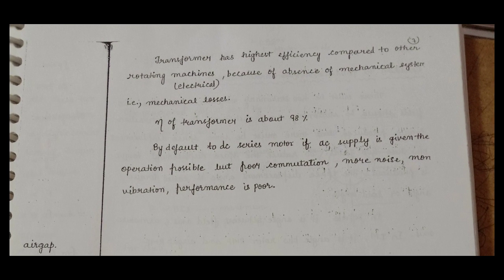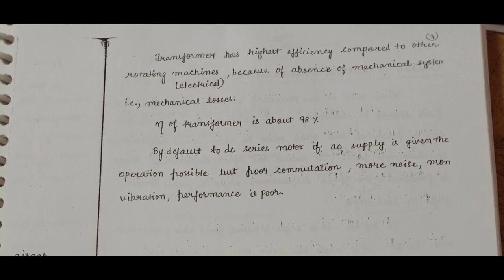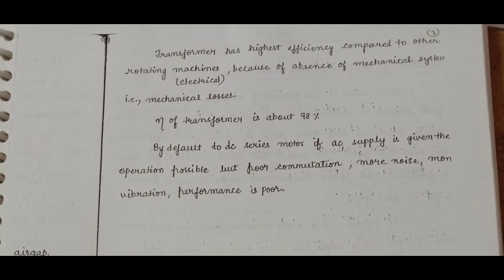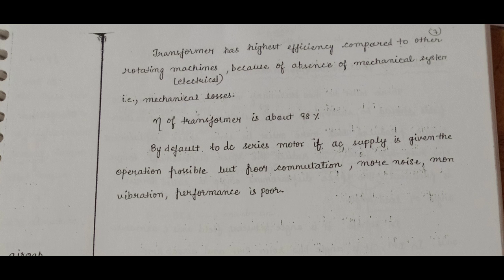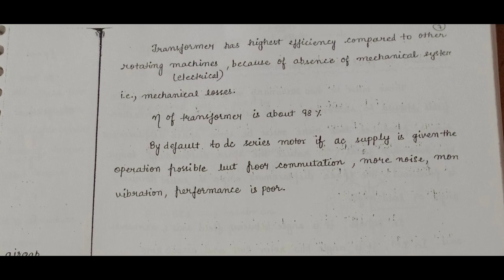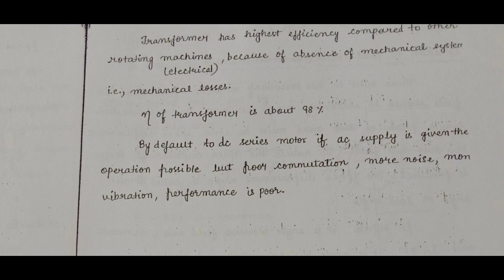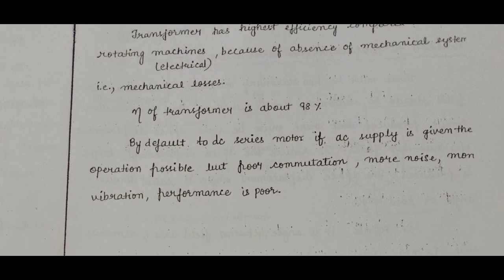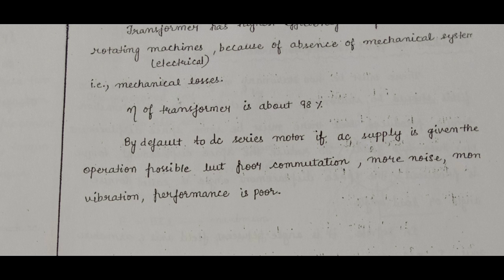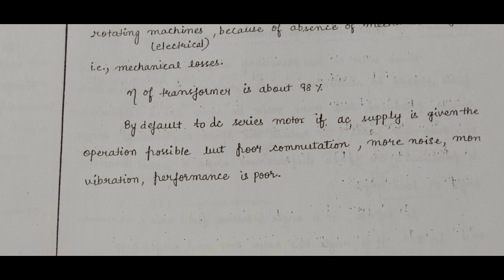The transformer has the highest efficiency compared to the other rotating machines because of the absence of a mechanical system. In a transformer, there is no rotating movement or mechanical system, no rotating parts. So the mechanical losses are zero in a transformer. The efficiency of the transformer is about 98%. Among all electrical machines, the transformer has the highest efficiency.